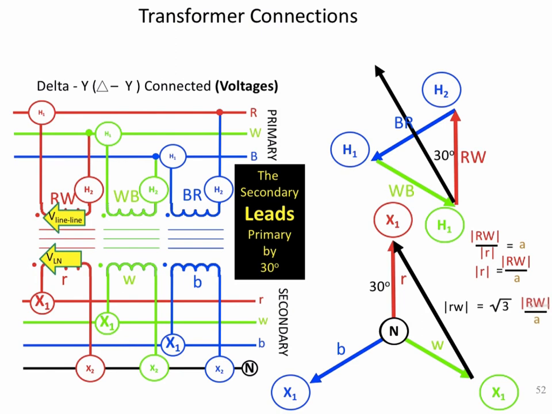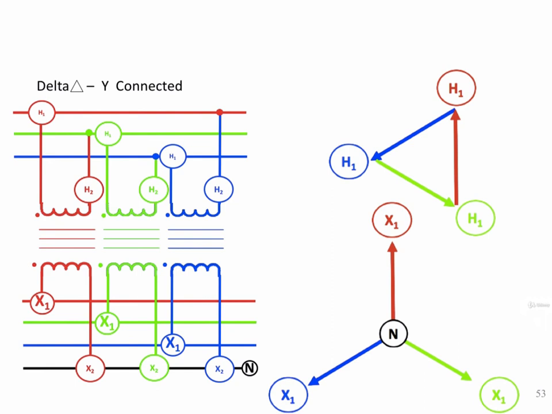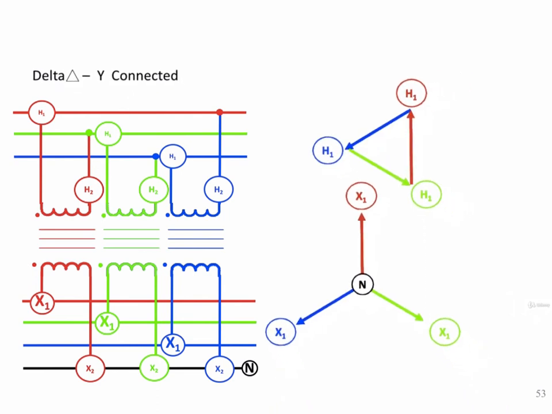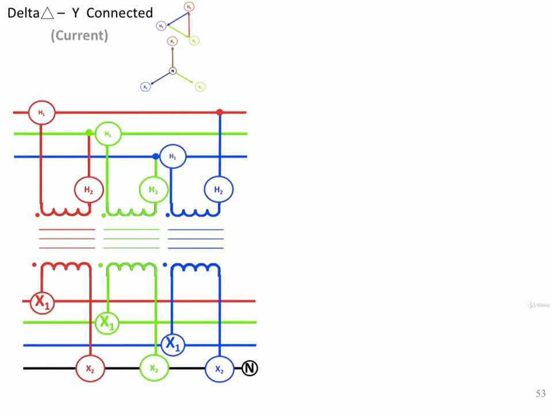We can now replace the red to neutral voltage in the secondary phase relationship equation, which gives us the magnitude of the secondary red to white voltage is equal to root 3 times the magnitude of the red to white primary voltage all over the turns ratio. So having looked at the voltages as far as the phase relationship and the magnitude relationship is concerned, I would like to now look at the currents of this transformer.